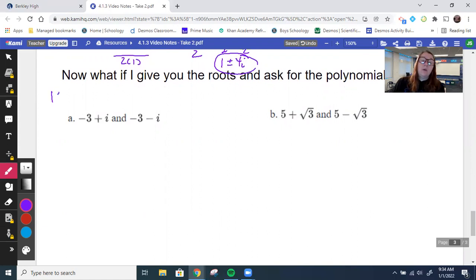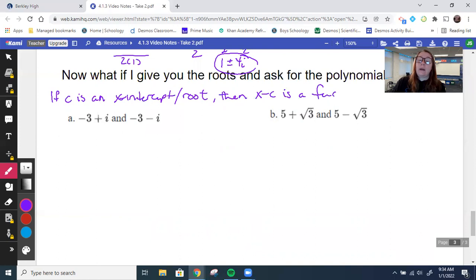So if I know c is an x-intercept, or a root, I should say, then x minus c is a factor. So that's the idea we're going to use here. So if c is an intercept or a root, then x minus c is a factor. So this right here, I could write as x minus negative 3 plus i times x minus negative 3 minus i. Notice I'm putting these in parentheses because this subtraction has to go to everything.